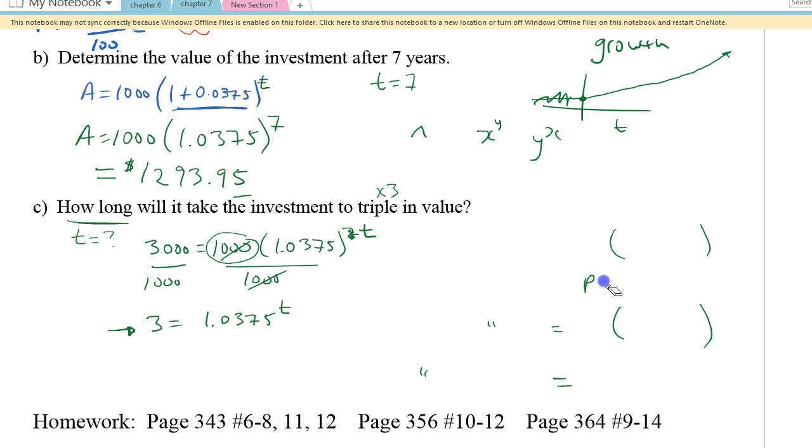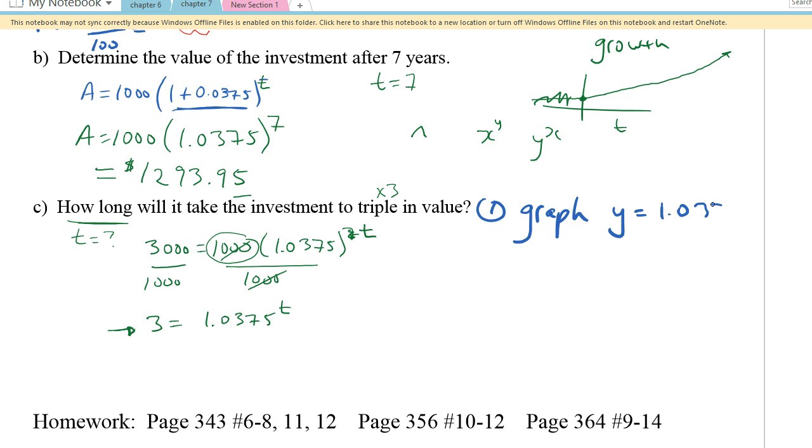There are, I would believe, 3 different ways to solve this question, and one of the ways we're not quite ready for yet. So the first way to solve this one is to graph. You can say y is equal to 1.0375 to the power of x, and you can graph y is equal to 3, and your solution is the intersection.